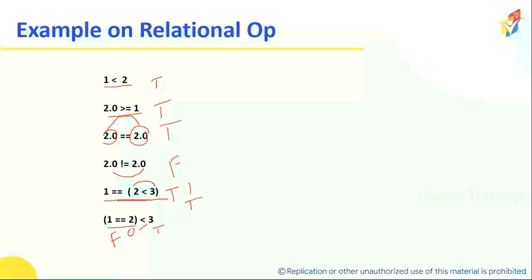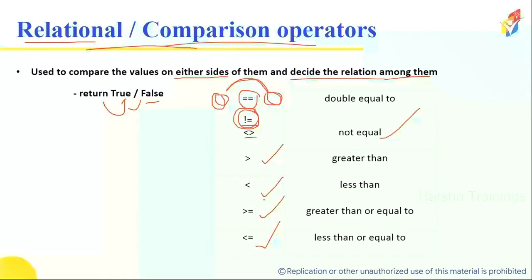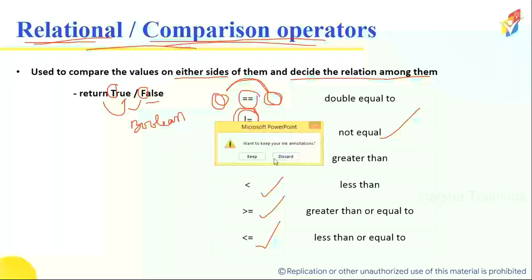Like this, yes. We can compare the left side expression and right side expression using relational, also called comparison, operations. It always returns a boolean. Boolean means we represent either true or false. In Python, for true the first letter is capital T, and for false the first letter is capital F. Clear for you? Let me demonstrate it with a simple example.